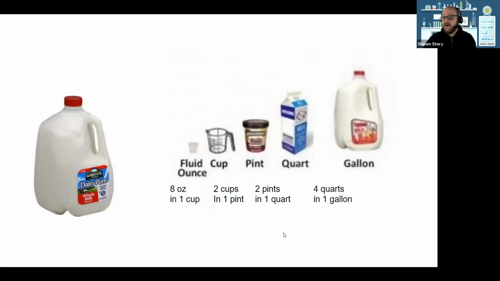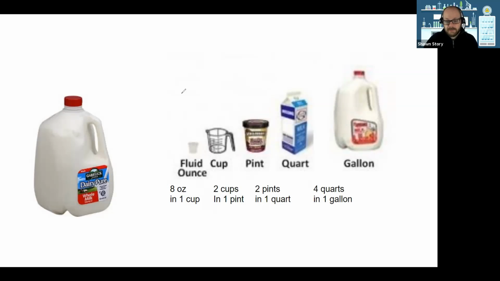But again, why do we do this to ourselves? Look how complicated this has to be, because they're all just odd numbers. Actually, they're all even numbers: 8, 2, 2, and 4. But still, it's not as easy as just making everything units of 10, where you can just literally move the decimal place over because everything is divisible by 10. Here we actually have to know.